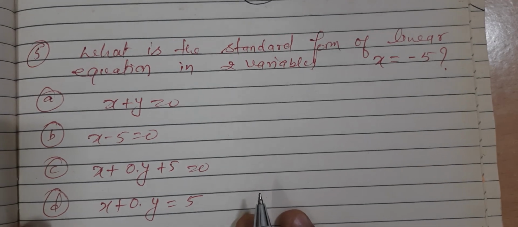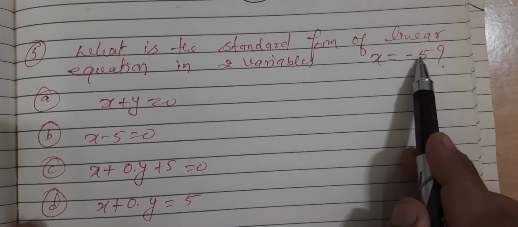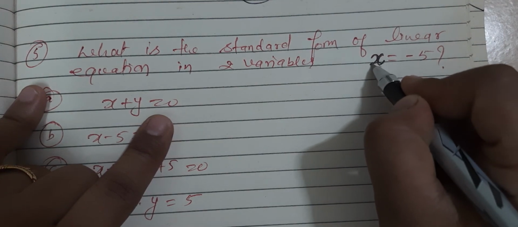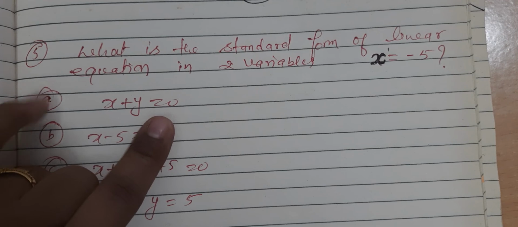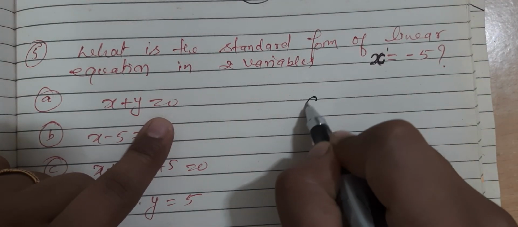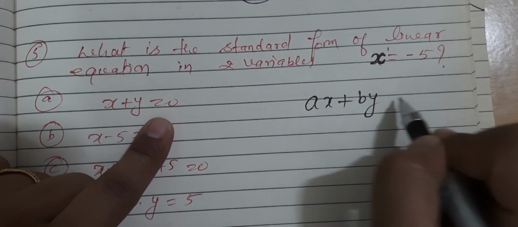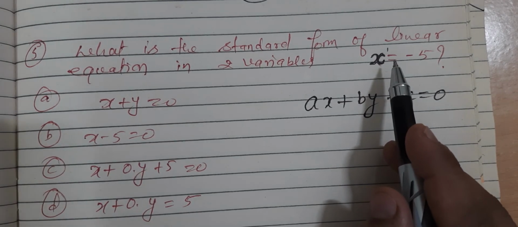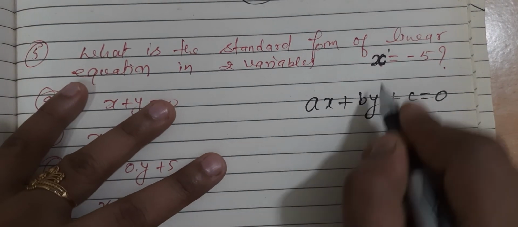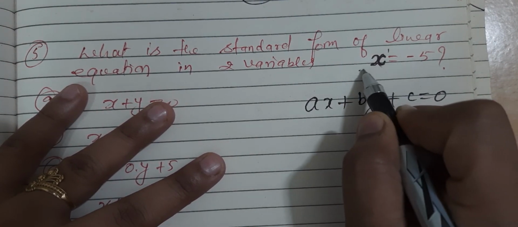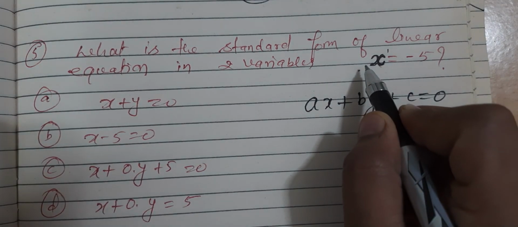And the last part of this question, what is the standard form of the linear equation in two variables x equals to -5? Here we are given a linear equation. It's linear because the power of x is 1. We have to write this equation in the standard form of linear equation. We know the standard form of linear equation is ax plus by plus c equals to 0. Here we have x, but we don't have y. It means the coefficient of y is 0. Simple. So ax, and here a means the coefficient of x. Here nothing is given, it means the coefficient of x is 1.